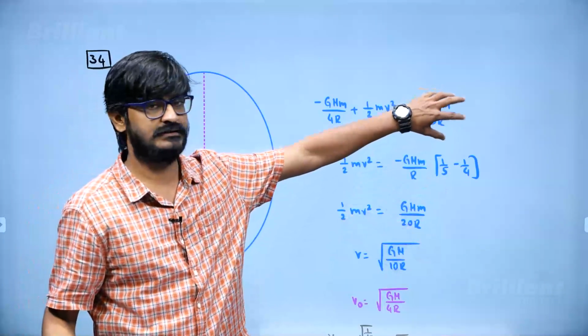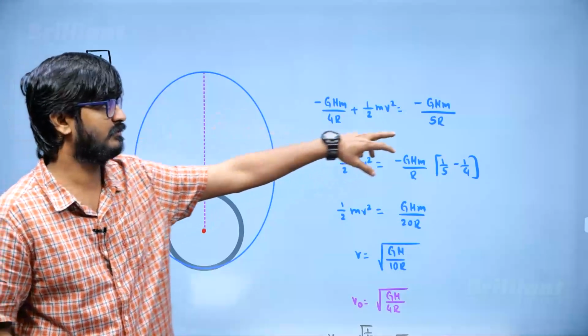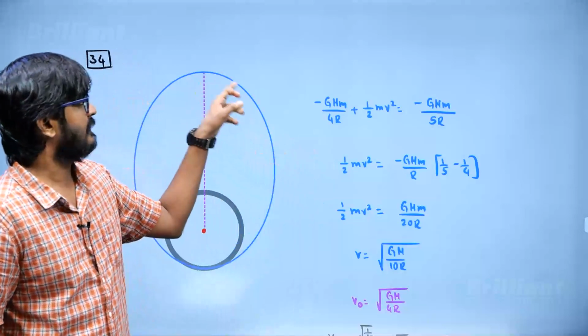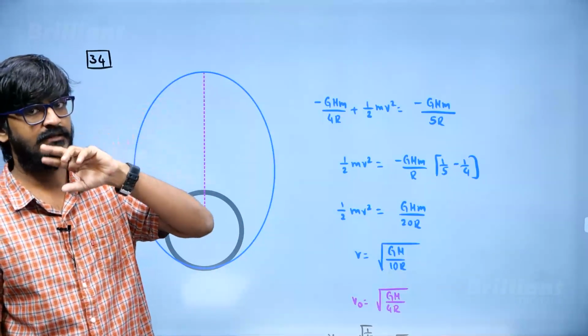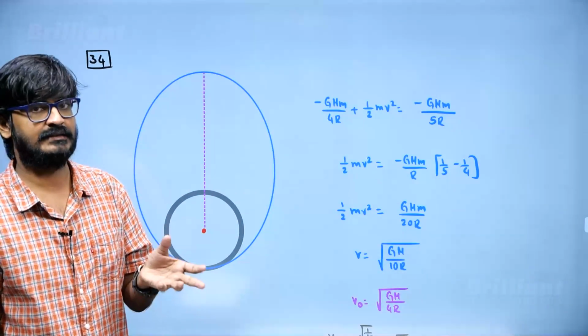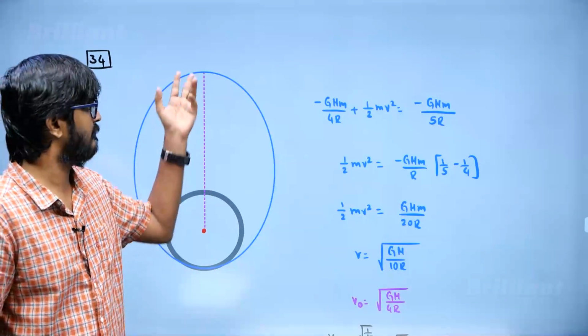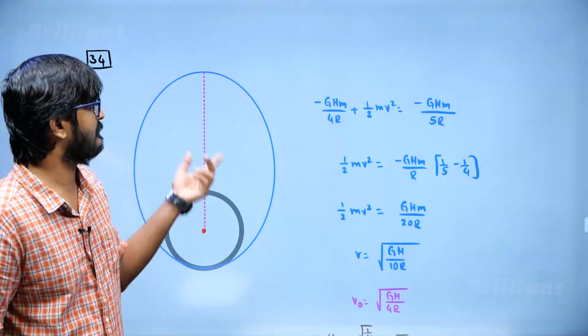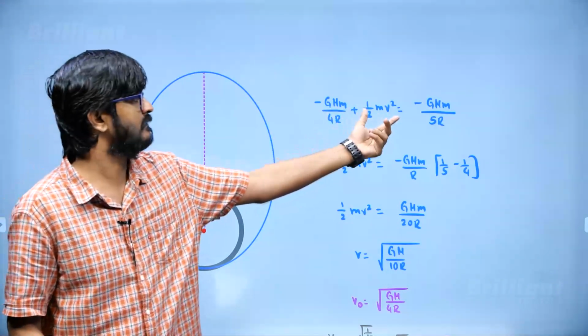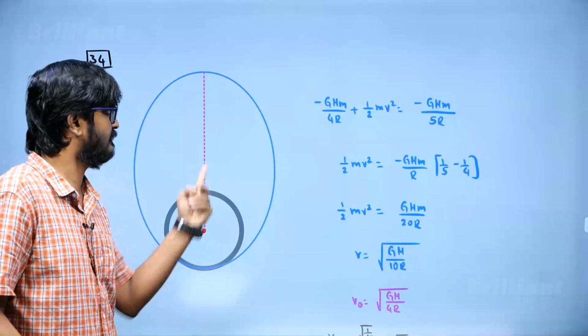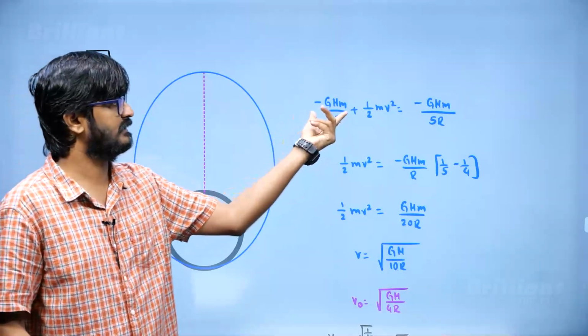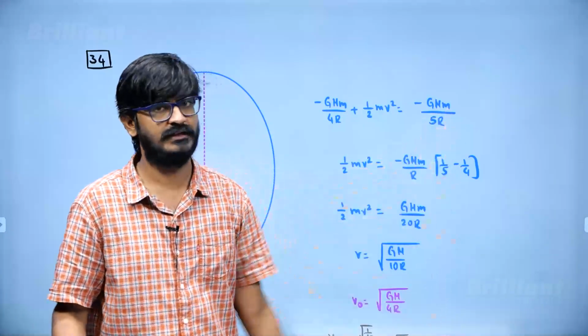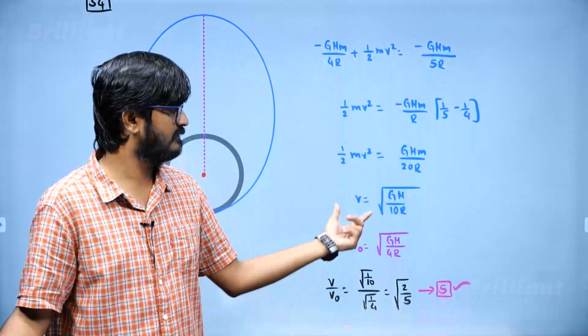Now this derivation is done in the revision class also, if you don't know how to do it. Energy of the ellipse is going to be minus GMm by 2 times the semi major axis, or minus GMm by major axis, right? Now that must be equal to kinetic energy here plus potential energy there. Potential energy there will be minus GMm by 4r. Potential energy plus kinetic energy equals total energy of the ellipse. From there, when you solve, you will be getting this much.